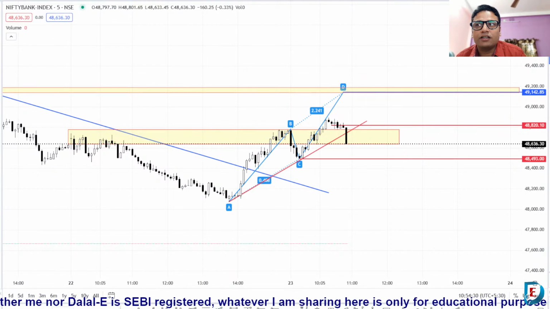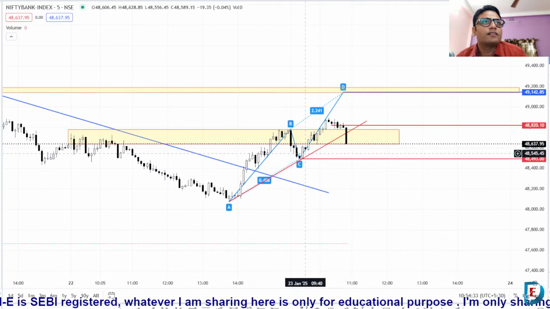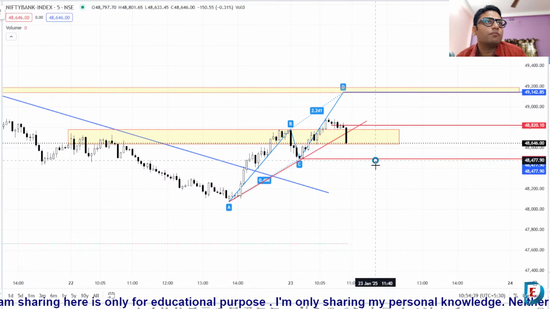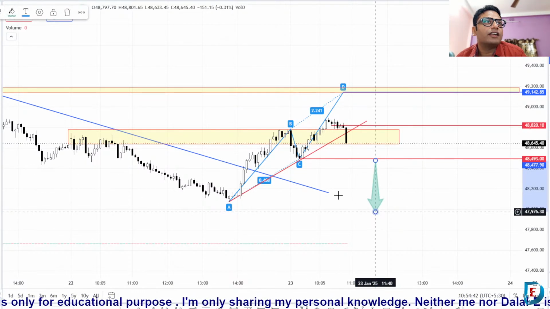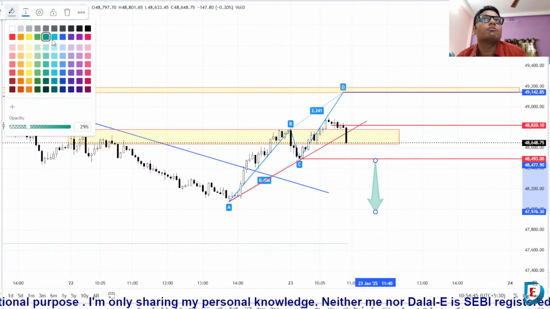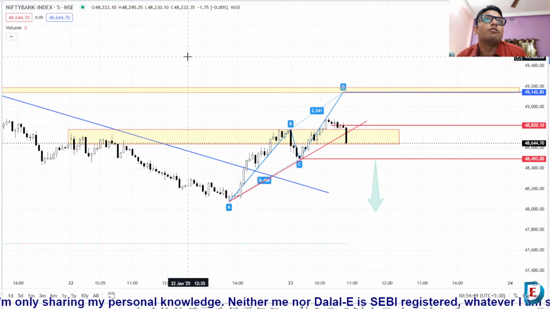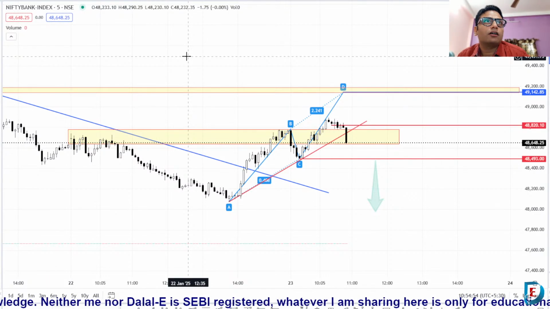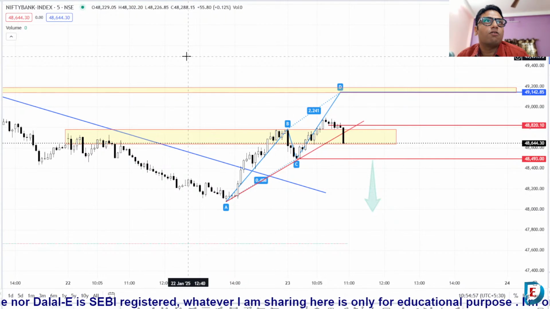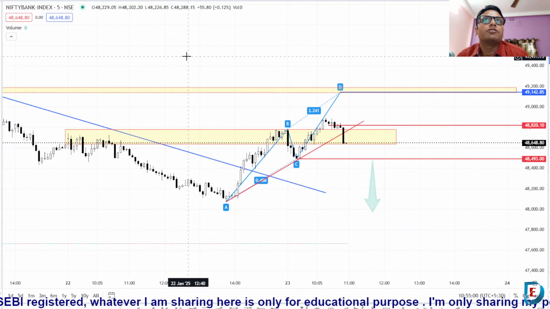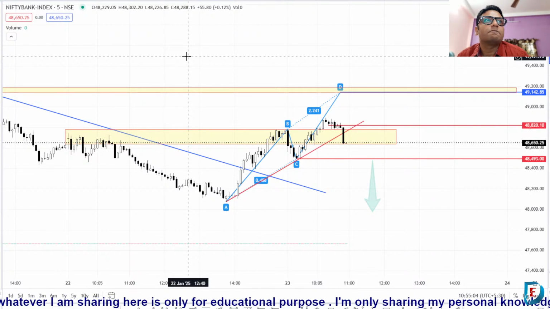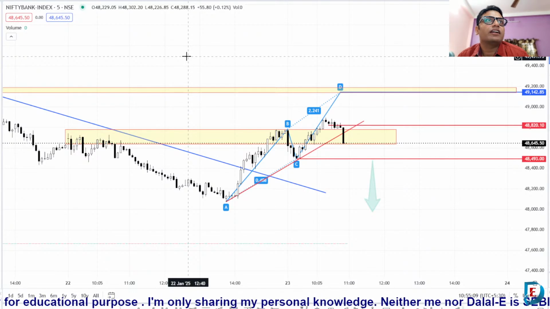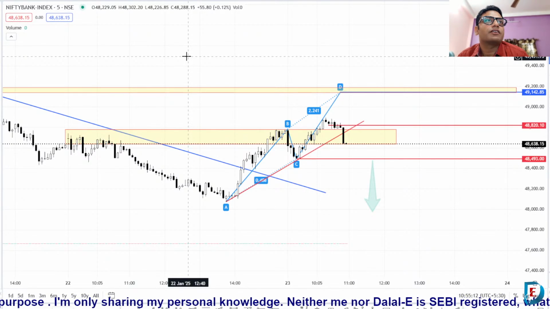We have to play level by level, because if this low gets broken, then we can expect fall, because price is ultimately in the downtrend. Any kind of pullback we trade, or any kind of upside we are trying to trade, we will be defensive. We will be always defensive. We will keep our position sizes low. We will trade in very low quantity, and always we will exit at stop. If any kind of stop loss gets triggered, then we will exit from the trade, any kind of trade.